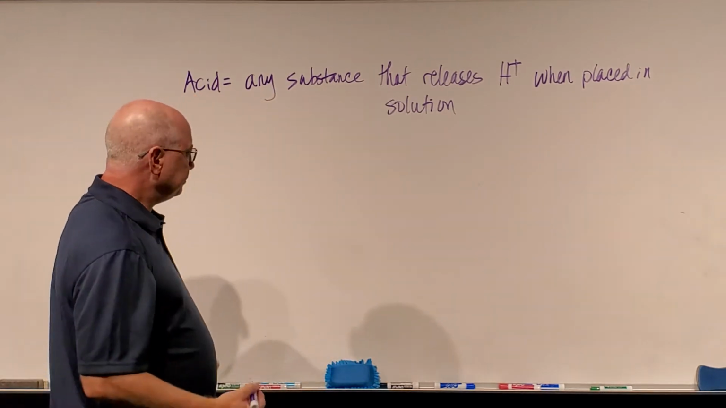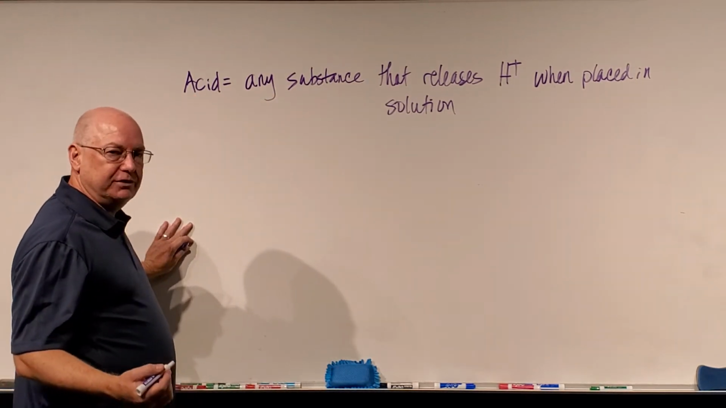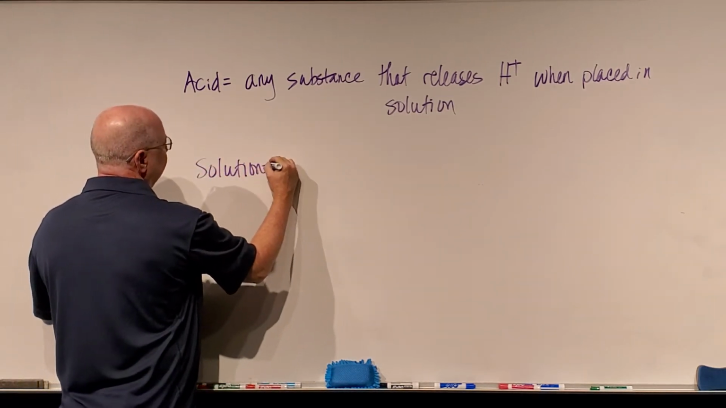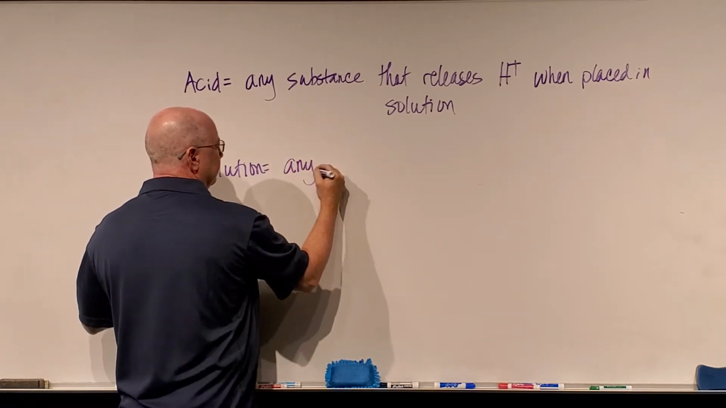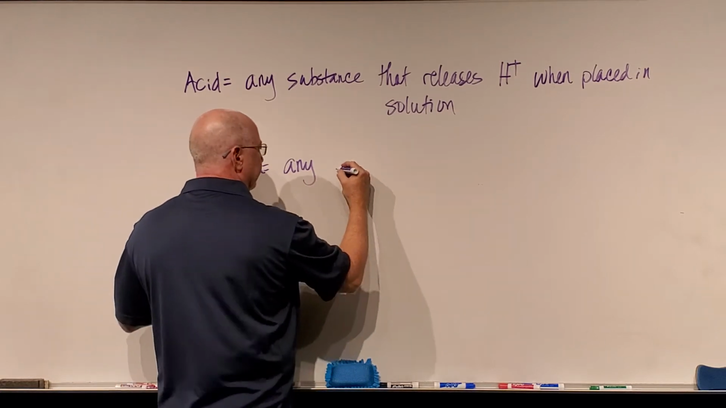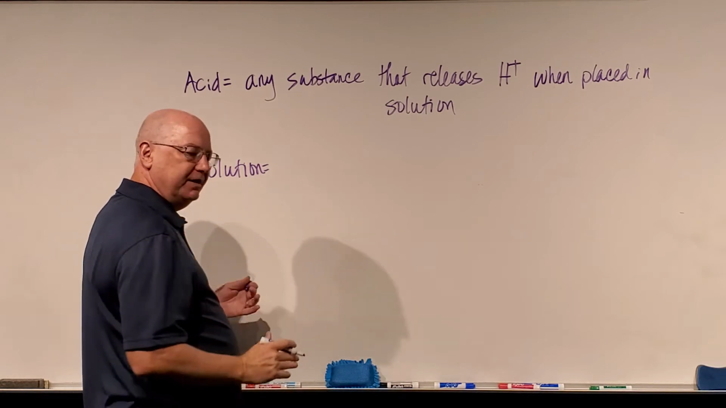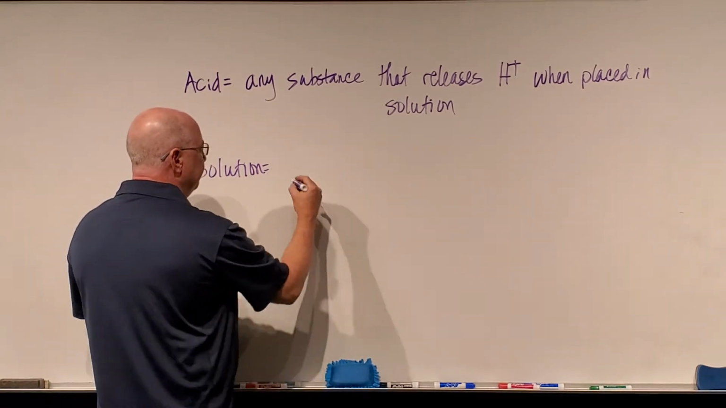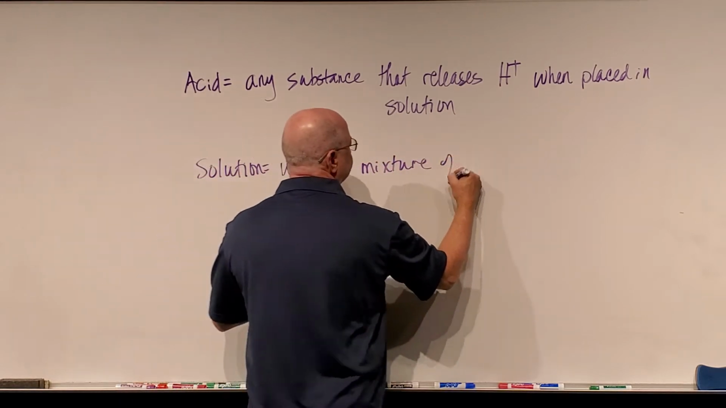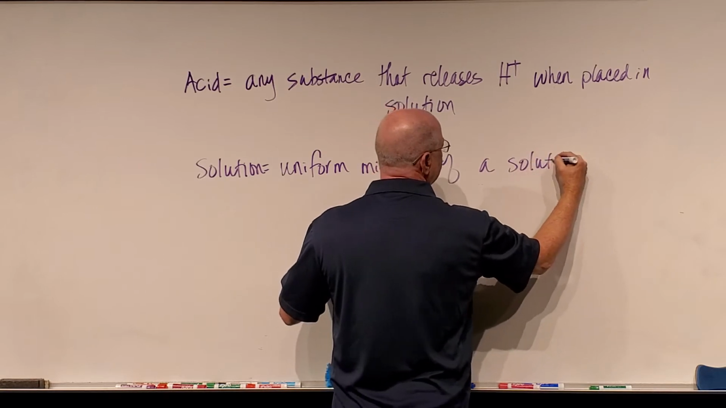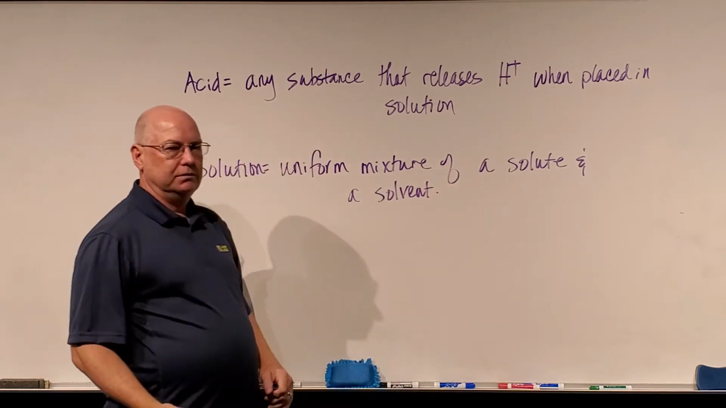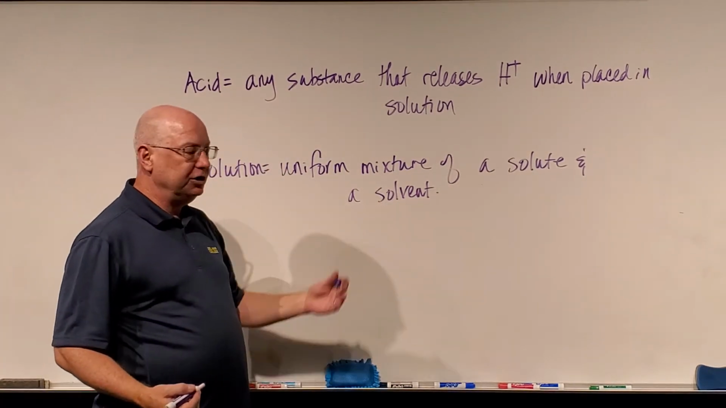What does that mean? Well, first of all, we have to understand what a solution is. So let me give you that definition and explain that, okay? A solution is, my goodness, I'm drawing a blank on how I want to explain this. It is a uniform mixture. I was going to say any, but it's not any. It's a uniform mixture of a solute and a solvent. Which begs the question, what on earth is a solute and what's a solvent?